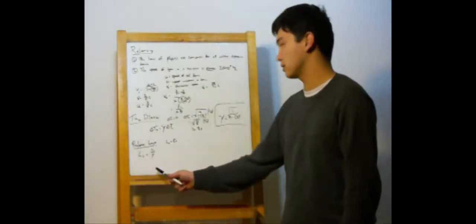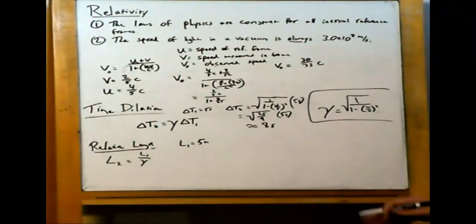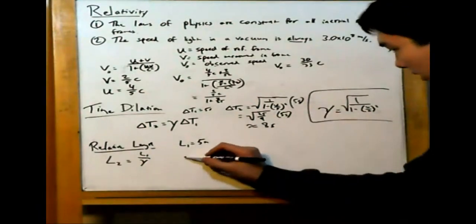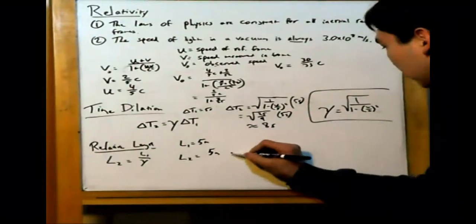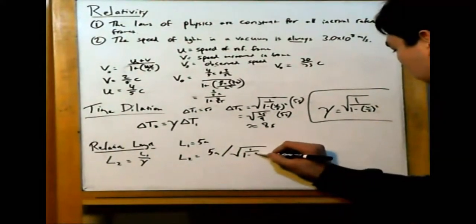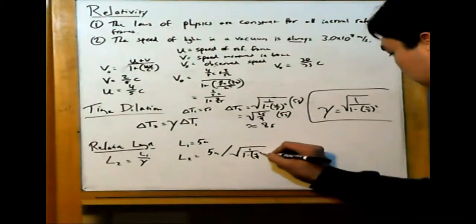So the observed length is equivalent to the length that we're observing inside the reference frame divided by gamma. So let's say we've got a length of 5 meters observed inside our inertial reference frame. Let's get to work. So length 2 is equivalent to 5 meters divided by the square root of 1 over 1 minus our spaceship, let's say 4/5 c, so it's just going to be 4/5. It's going to be squared.